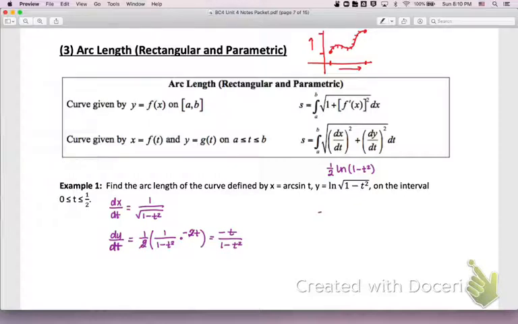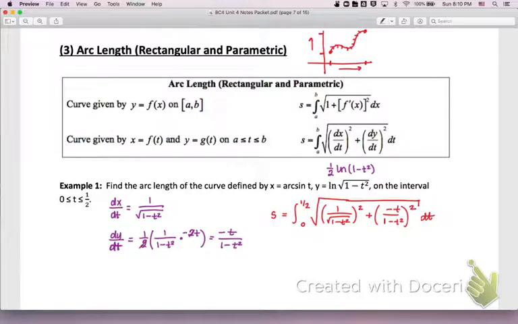Now we want the interval from 0 to 1/2, so that's how we're going to set up our integral. Here's what we've got. We know that the arc length, s, is going to be equal to the integral from 0 to 1/2 of the square root of 1 over the square root of 1 minus t squared plus negative t over 1 minus t squared, dt. I don't know where that little dot came from. That's not supposed to be there. There we go. Okay, now this is ugly.